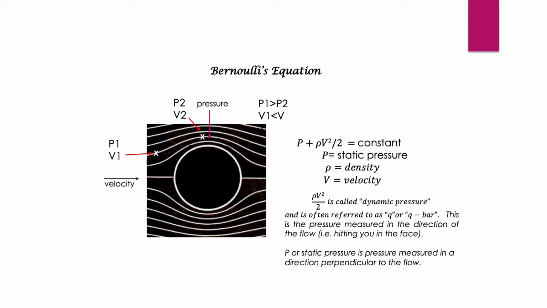Now, in a lot of aerodynamic texts, if you're reading them or you're talking to pilots, especially test pilots, they may start talking about Q or Q bar. That's dynamic pressure, which is the rho v squared over 2 term. And again, as I've already mentioned, the static pressure, or the P in here, is the pressure measured in the direction perpendicular to the flow, and in airplanes, that is the atmospheric pressure.